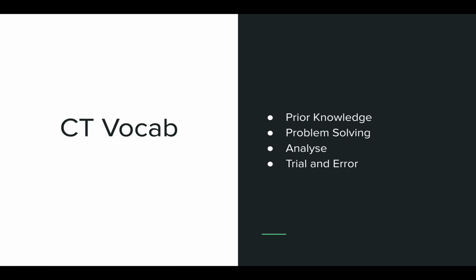And as far as the 4 main pieces of vocab I think we are using here, would be prior knowledge. So these are my upperclassmen. They're pulling the knowledge they already know about the equipment and safety rules. They're analyzing how they're going to do it. And then problem solving and trial and error, I think, go hand in hand. They're going to trial, and if they come up with an error, they're going to problem solve for that with this project.